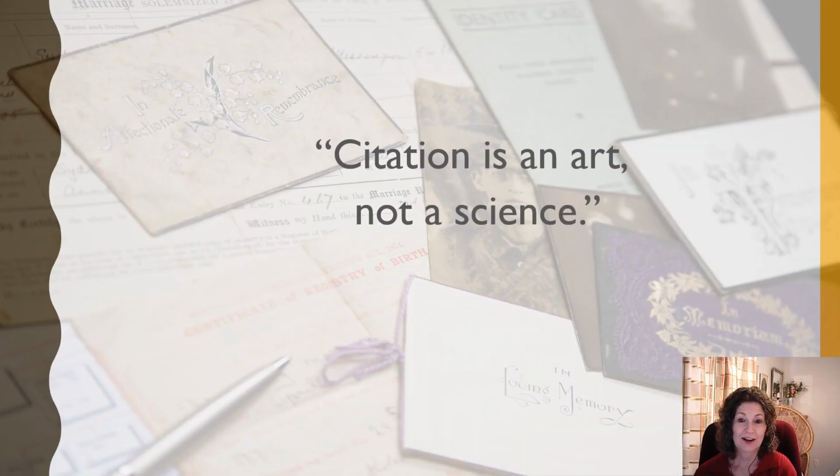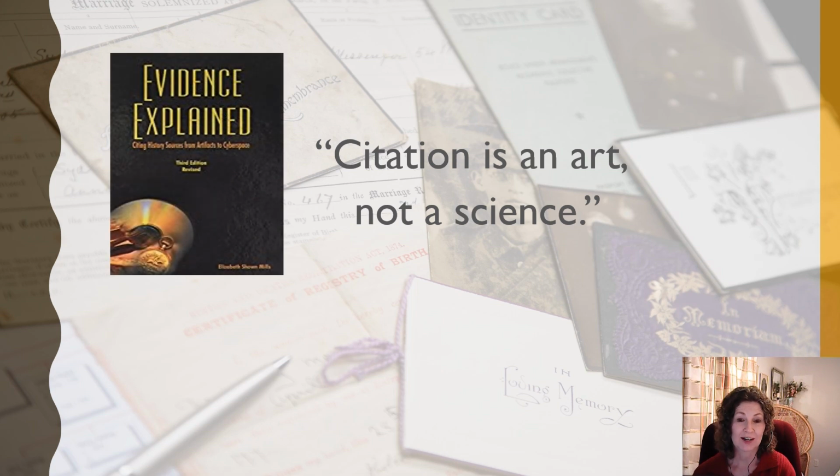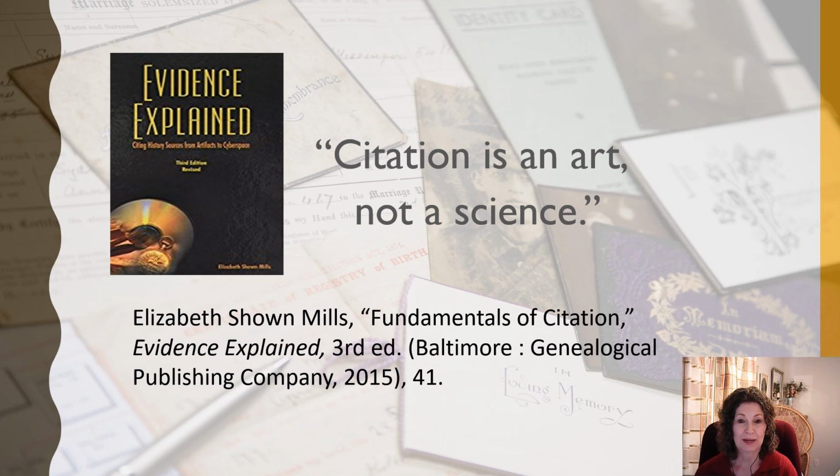I like to start off every discussion about citations with this quote from Elizabeth Shown Mills: "Citation is an art, not a science." This is from her book, Evidence Explained, on page 41. Keep that in mind. A lot of people get really hung up trying to have the perfect citation, but as long as you've got all the elements, and it's clear, consistent, readable, and understandable, then you've done a good citation. We need to get rid of the idea that it has to be perfect and just make sure that it's usable.